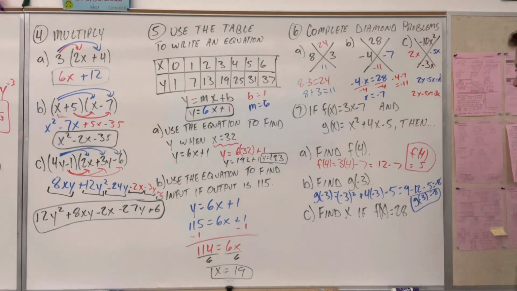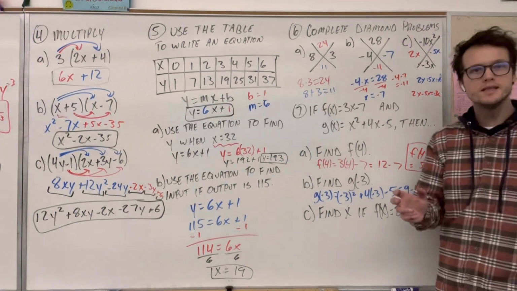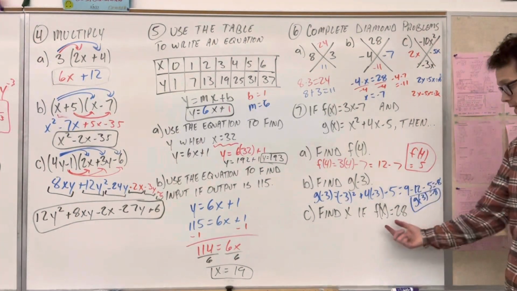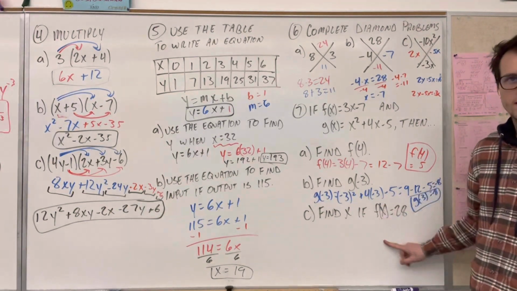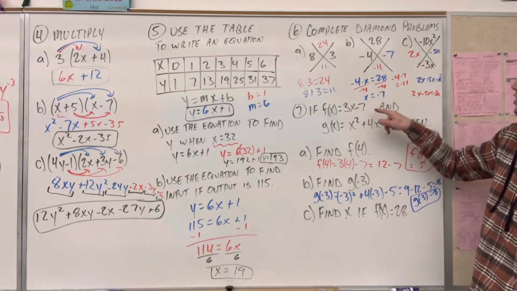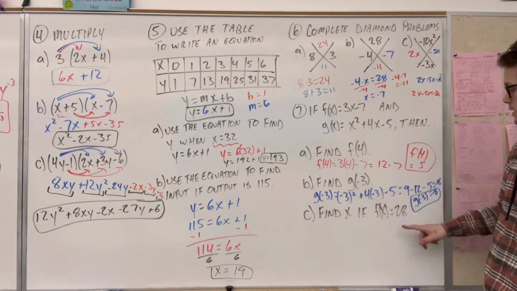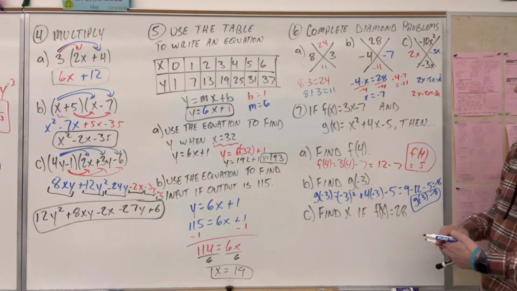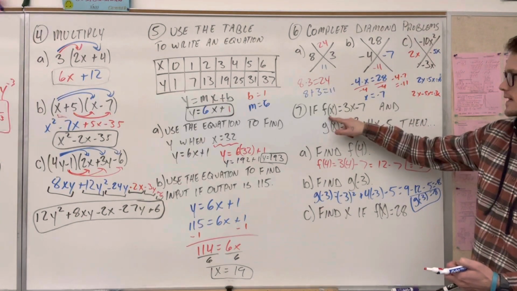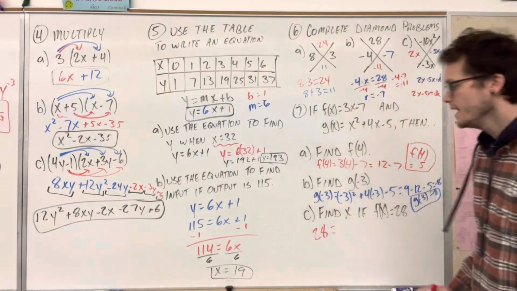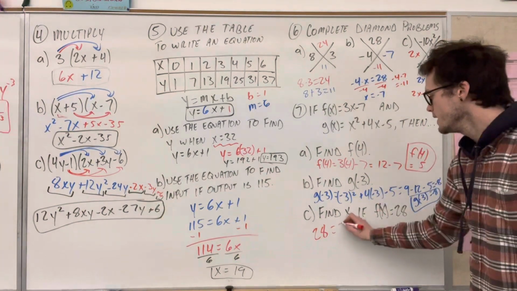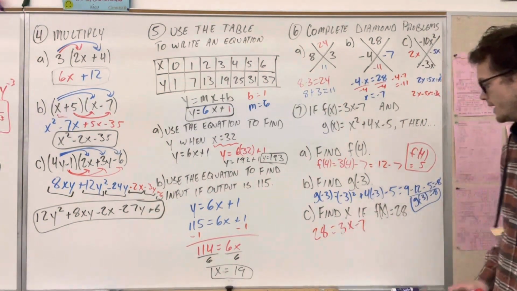Cool. Find x if f of x is 28. Okay, so this is a little bit different, but first things first. We're only talking about f of x. G of x is not mentioned, so we no longer care about g of x for anything. We're just going to do f of x. And we're told that f of x equals 28. So this is f of x. So instead of writing f of x, we're going to write 28. So we know that 28 equals 3x minus 7.